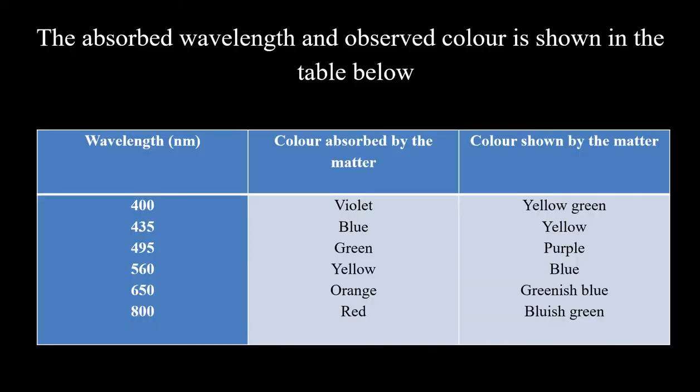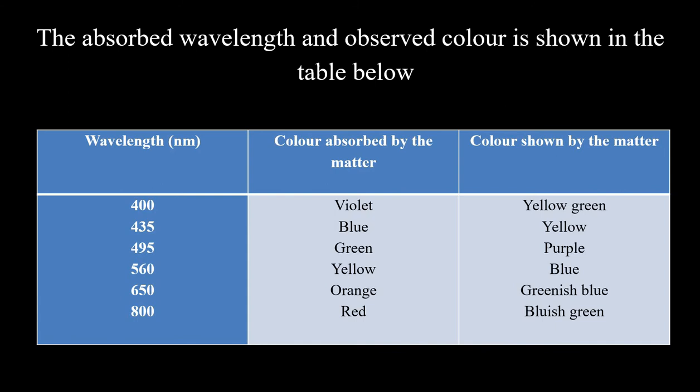The chart shows the absorbed wavelength and observed color in a table. Wavelength in nm is the first column. At 400 nm wavelength, light absorbed by the matter is violet, and therefore the color shown by the matter will be yellow-green. At 435 nm, blue color will be absorbed by the matter, and consequently the color shown by the matter will be yellow. At 495, green color is absorbed by the matter, and the color shown will be purple.